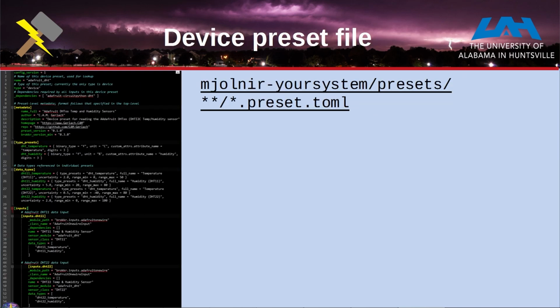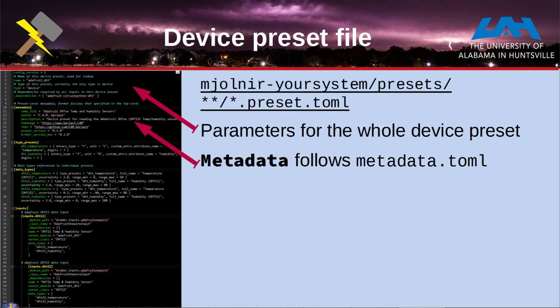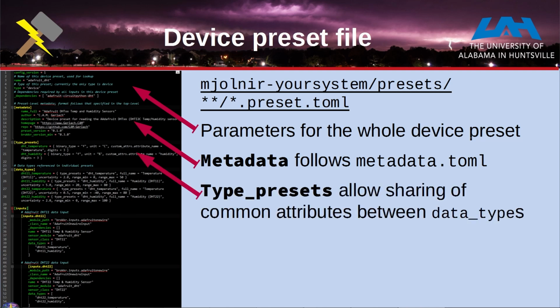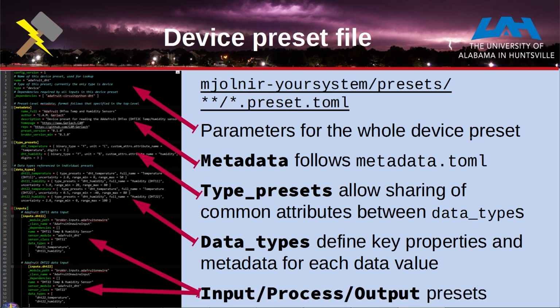Now, let's take a look at a device preset file, as we can see here. It has parameters for the whole device preset, metadata, which follows the format in metadata.toml, type presets, which allow sharing of common attributes between data types, data types, which define the key properties and metadata for each value read in by the sensor in question, and finally, input, process, and output presets associated with that device.